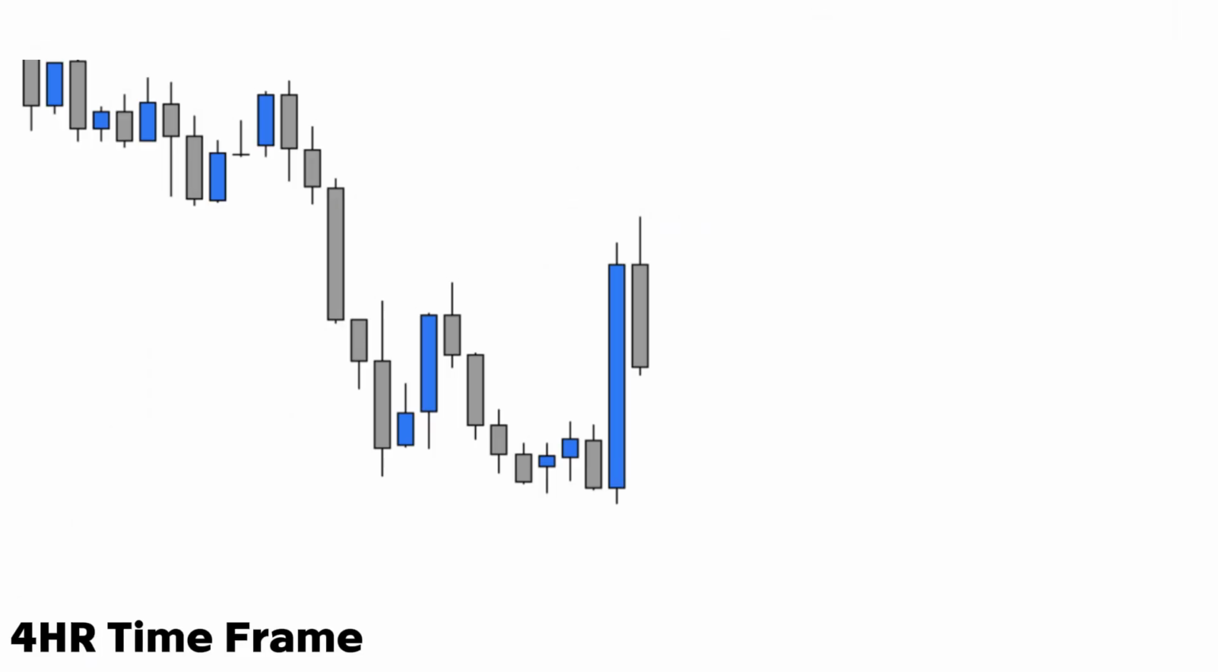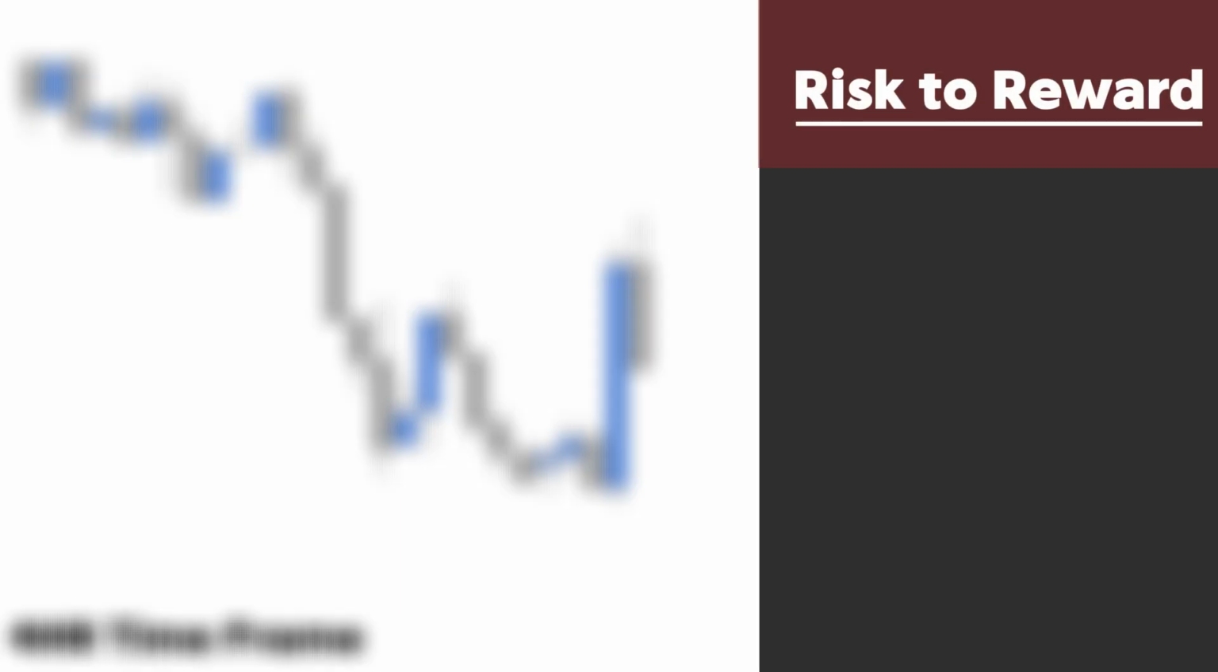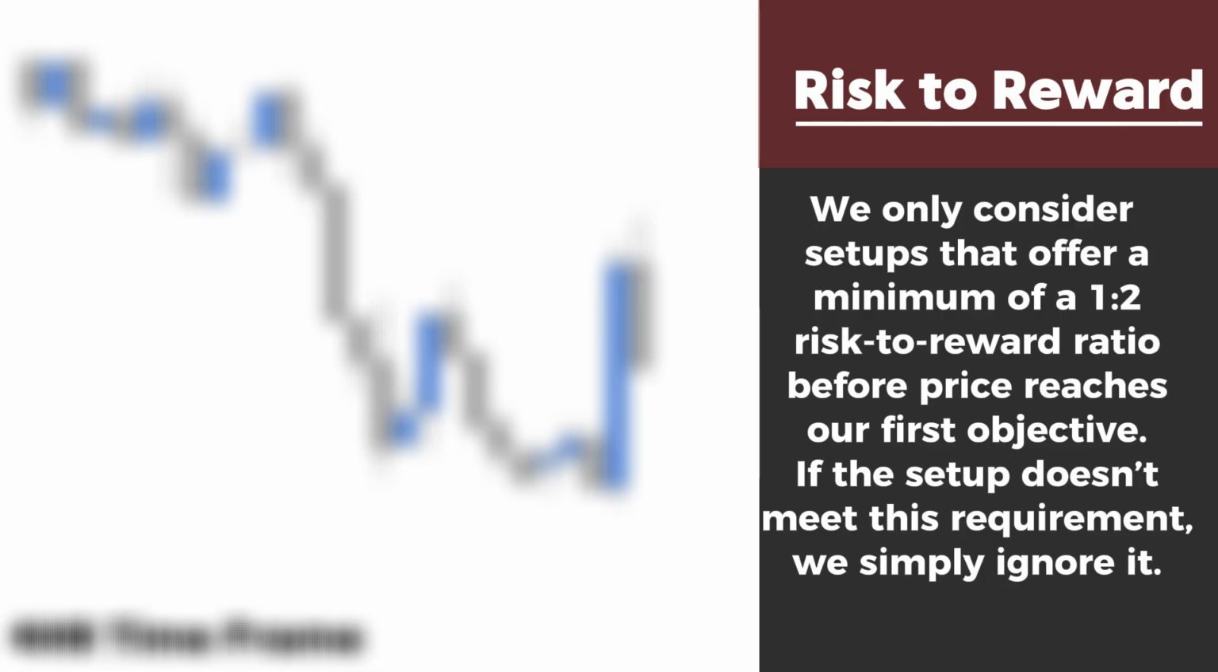Now, let me walk you through one of the most effective ways to trade supply and demand, while also improving your entry price and managing risk properly. The first rule we need to follow is risk to reward. We only consider a setup that offers a minimum of a 1 to 2 risk to reward ratio before price reaches our first objective. If the setup doesn't meet this requirement, we simply ignore it.